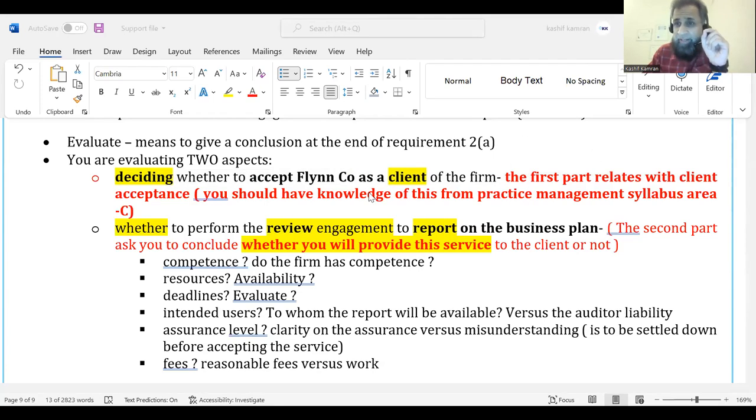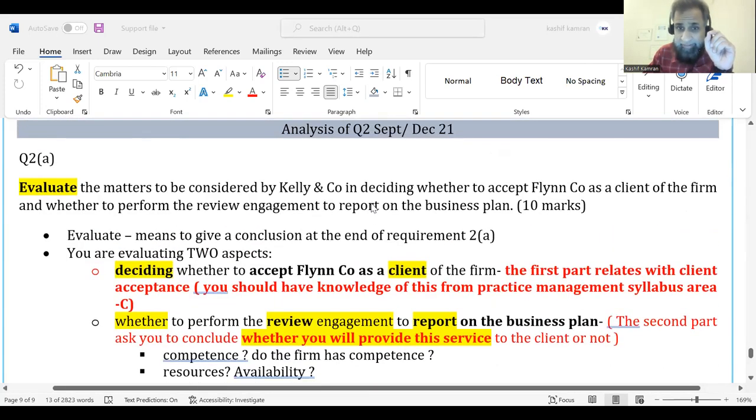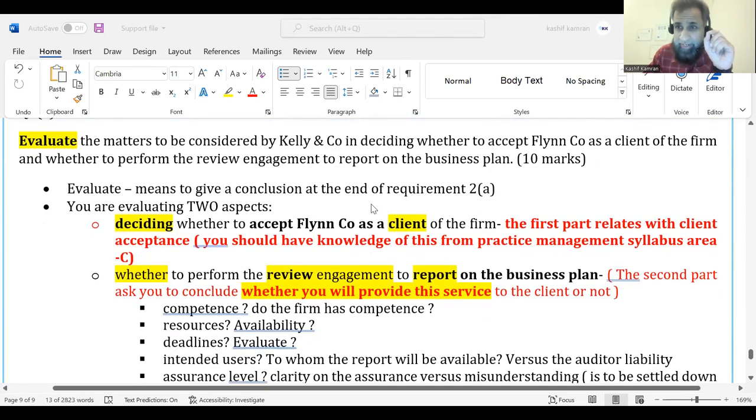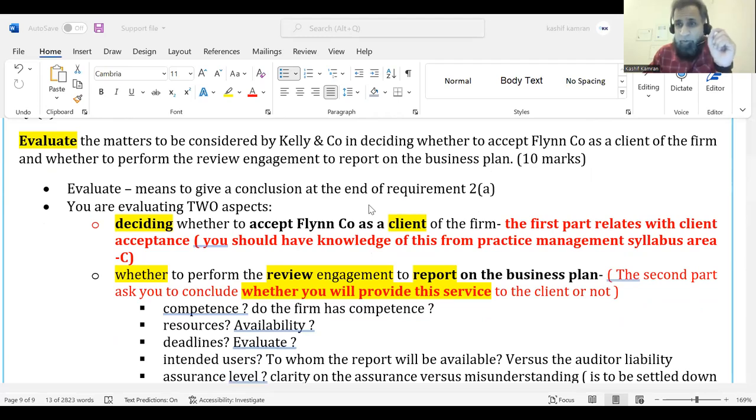So what I need to evaluate is deciding whether to accept Flynn as a client. The examiner is telling us something very important: that already the know your client procedures have been performed. What does that mean? That means procedures relating to money laundering have been performed. So if a student repeats the money laundering procedure, or repeats a point that the client is involved in money laundering, you will not get any marks for that.